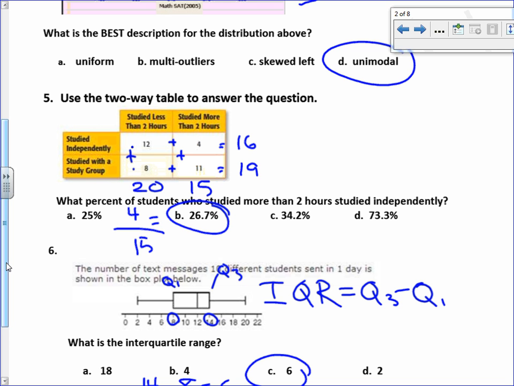So where are those people? Okay, students who studied more than 2 hours. Altogether, there were 15 people who studied more than 2 hours. So that was my denominator, right? And then out of those, I'm looking only at the ones who studied independently. That was 4. And I just divided those. 4 divided by 15 is 26.7.